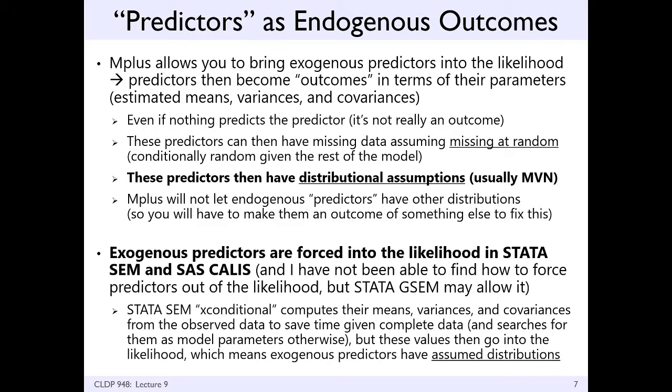So the intersection then of what to do with missing predictors, this is where imputation sometimes comes into play. Imputation also requires you to specify a distribution for your predictor. So it's just as important to pay attention to that when you're trying to bring it into the likelihood in these models, as well as when you're trying to create multiply imputed data sets. So pay attention to this in terms of how you specify your model.